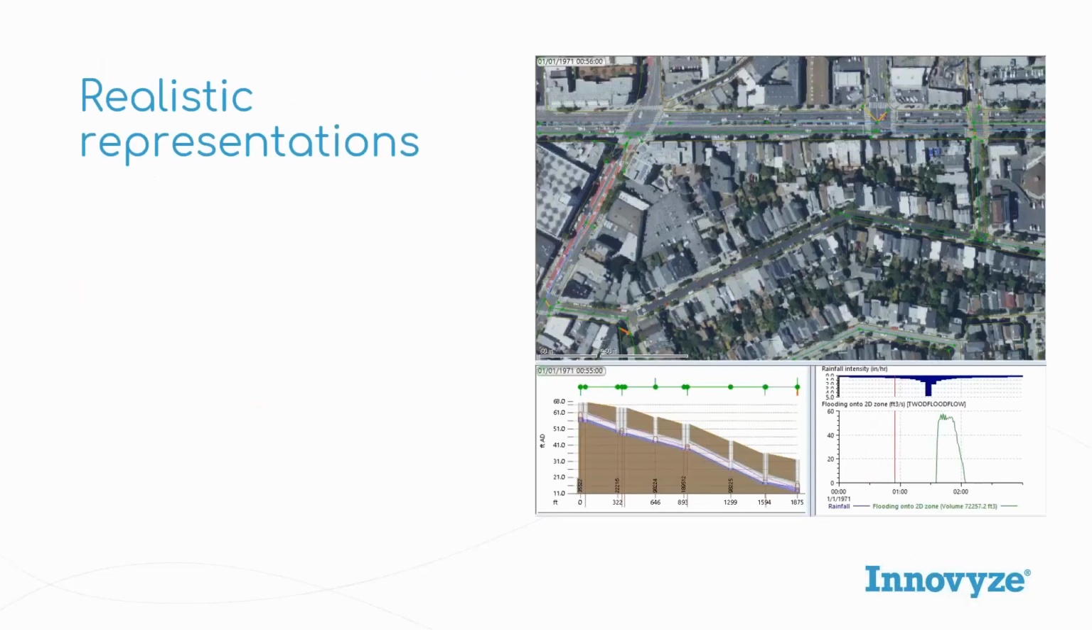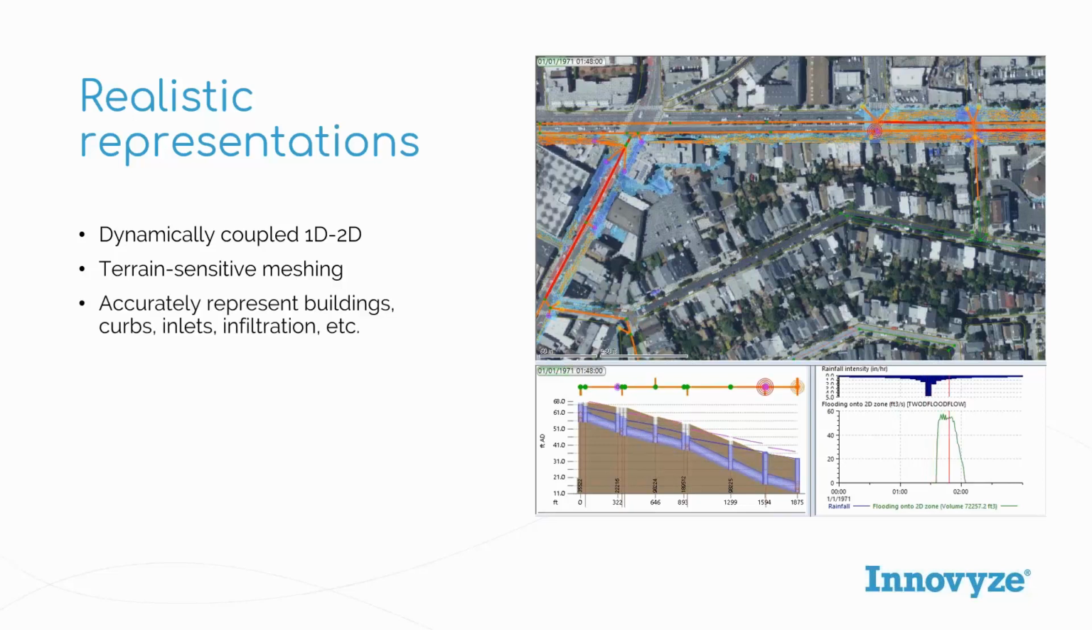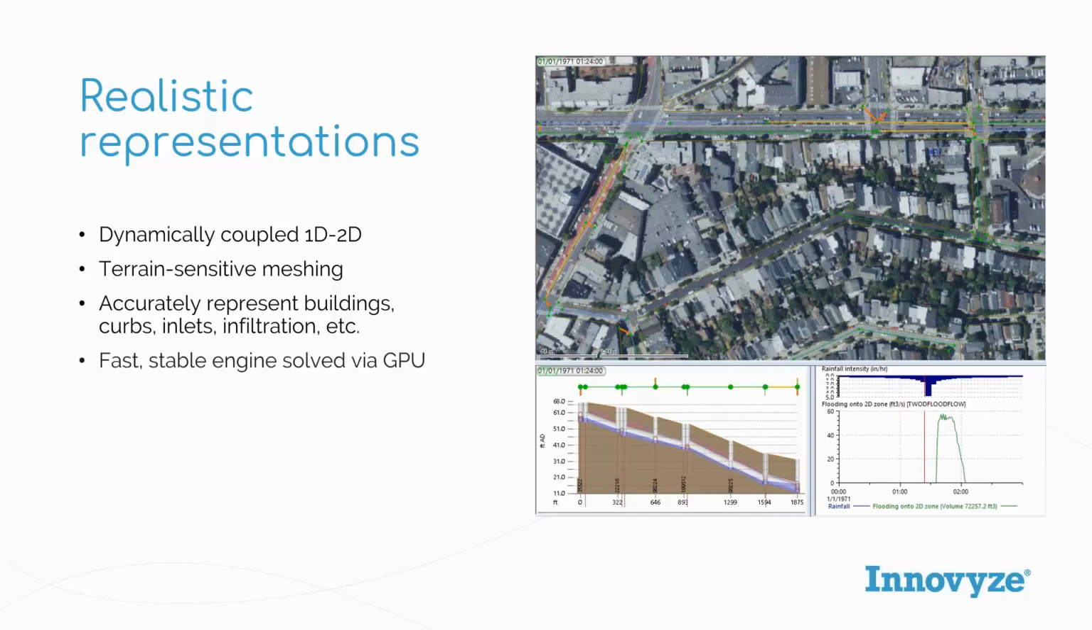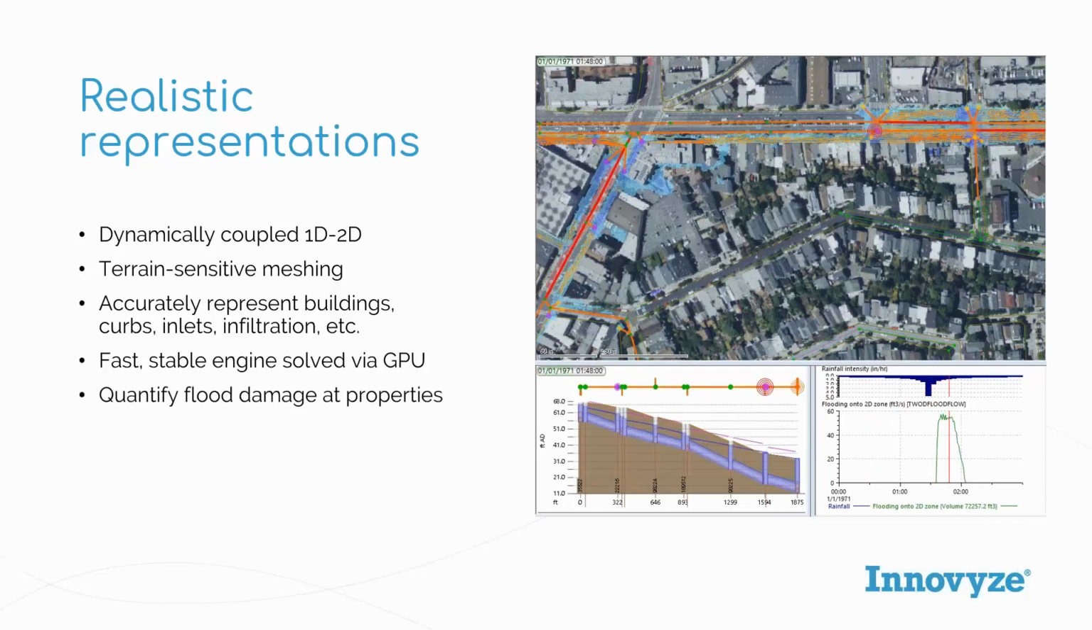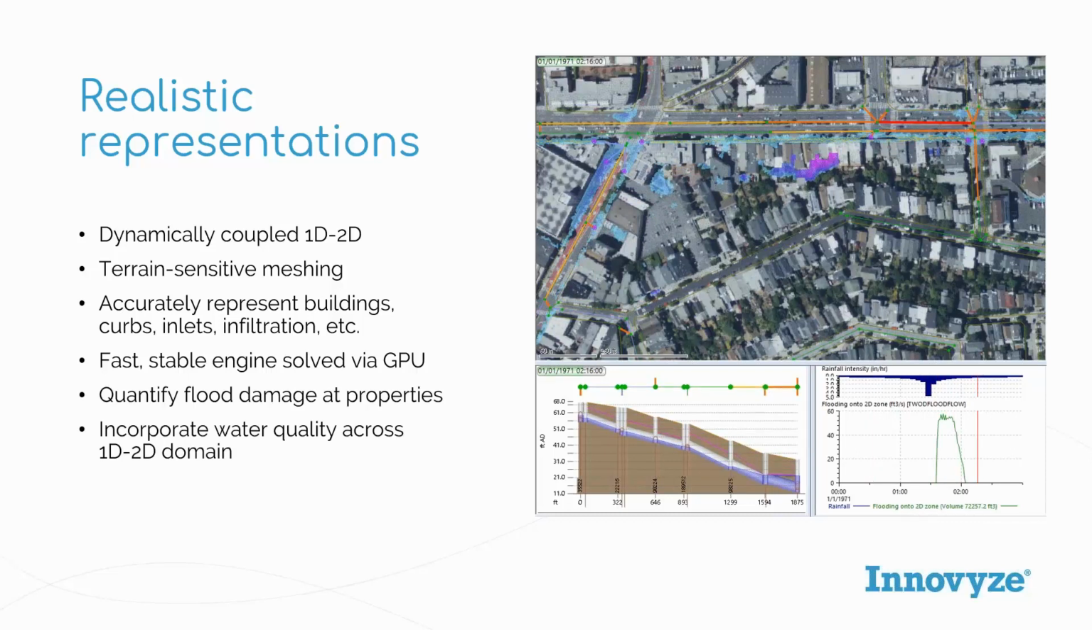And then once you've got the model built on the simulation side, we represent things very realistically, as you might imagine. Because we have a dynamically coupled 1D, 2D engine. For the 2D meshes, we use terrain-sensitive meshing, meaning the mesh becomes more refined where it's needed. And we can accurately represent any object within the environment, such as buildings, curbs, 1D or 2D rivers, infiltration, anything like that. And we can use that to quantify the flooding across 1D and 2D domains.